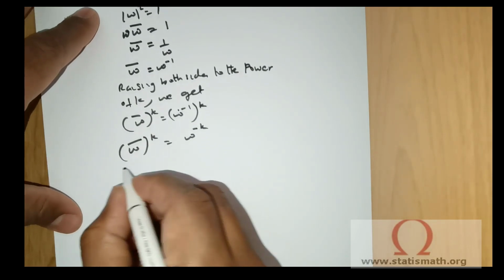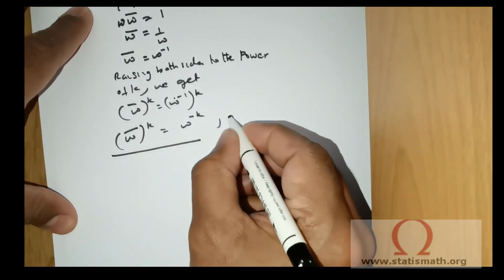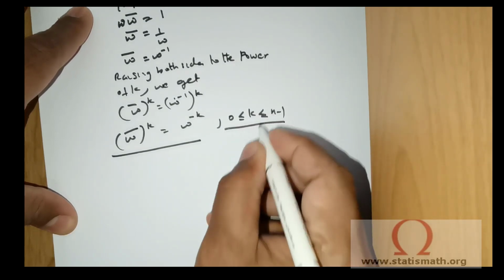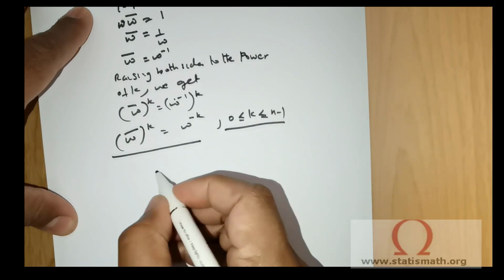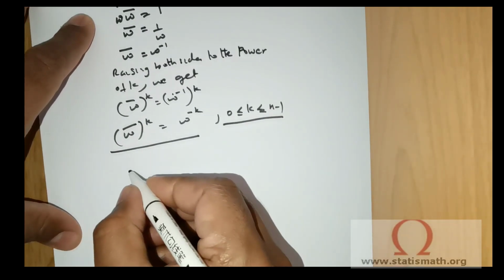Now this is also an important result, and the value of k will be between 0 and n minus 1. We have already established this because these are the values that would give us distinct values. So we have studied it in the previous class.